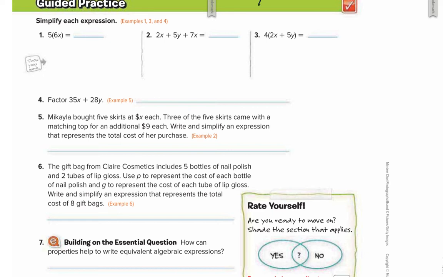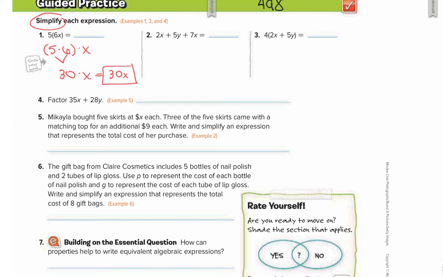Now we're on workbook page 498. We are going to simplify each expression. So we have 5 times 6x. So remember, parentheses means times, and a number with a variable means times. So because this is all multiplication, we can use the associative property to shift the parentheses to the 5 and the 6. That way we can multiply what's in the parentheses to get 30 times x, which is just 30x. So once you get a single answer from what's in the parentheses, you could get rid of the parentheses.